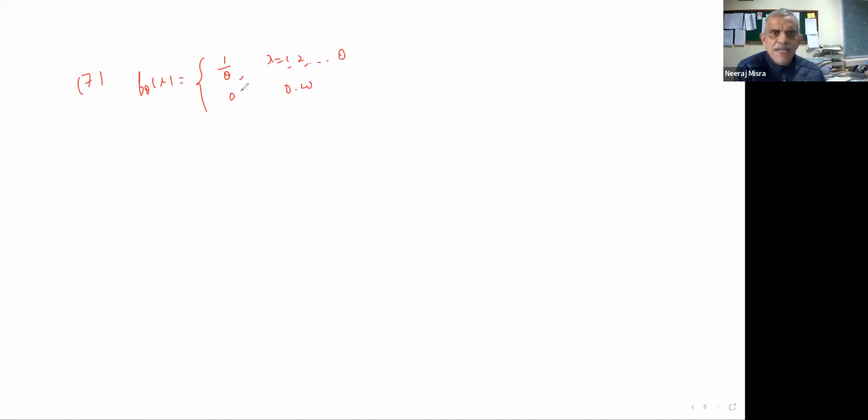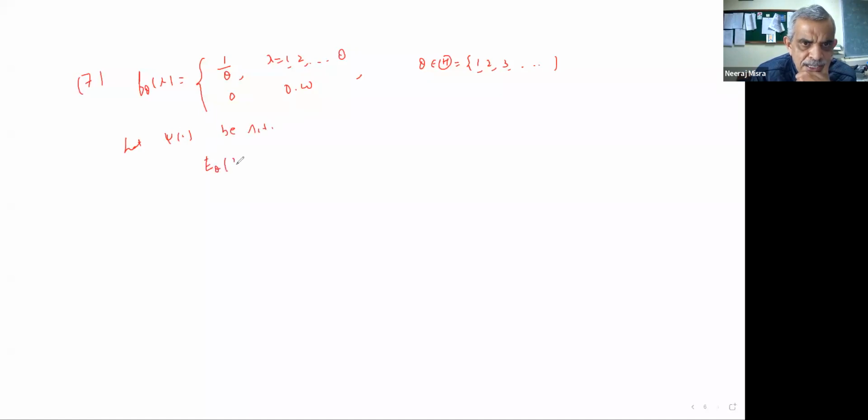I have to show that it is complete, right? And what is my theta? Theta can take integer values. Theta takes positive integer values 1, 2, 3, and so on. So what do I have to show? Let psi be such that the expected value of psi(x) is 0 for every theta belonging to the parameter space. Then I have to show that the probability that psi(x) equals 0 is 1, right? That is what I have to show.